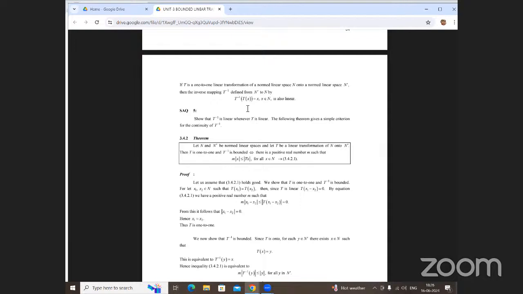Okay. Now the T inverse map is also linear, because T is linear, T inverse is also linear. We have to prove that in SAQ 5.